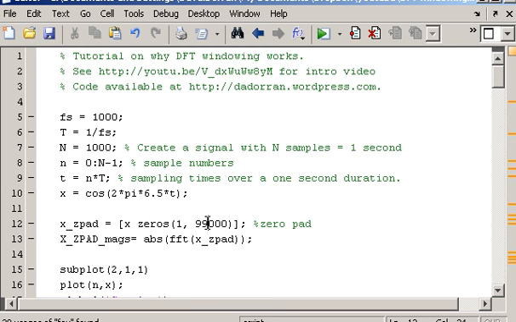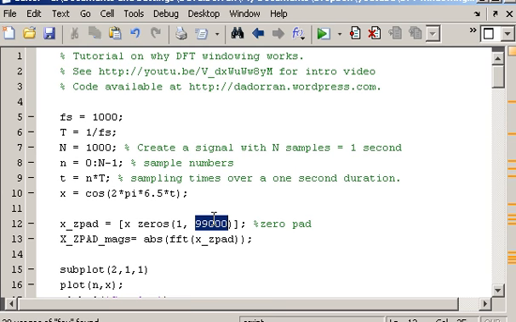And what I'm doing at the very start is I'm zero padding the signal X by 99,000 zeros. Now, the reason why I'm zero padding is it's just easier to understand windowing when you zero pad, at least initially. By the end of the video I'll get to a situation where we're not zero padding, but you will find it easier to understand windowing if you zero pad at the very start.